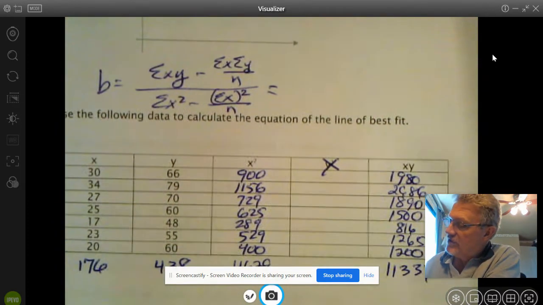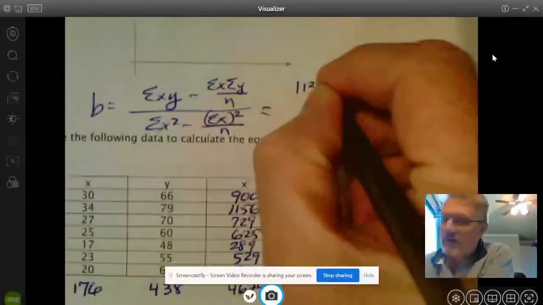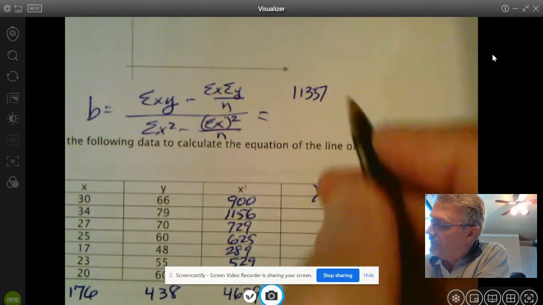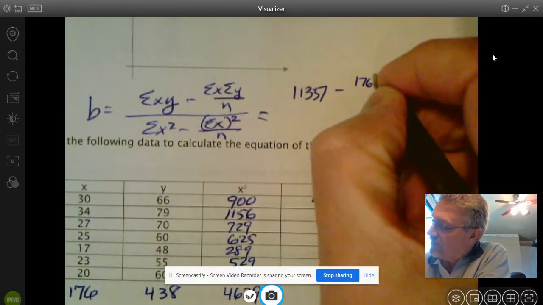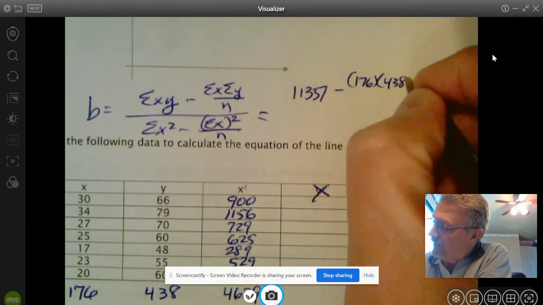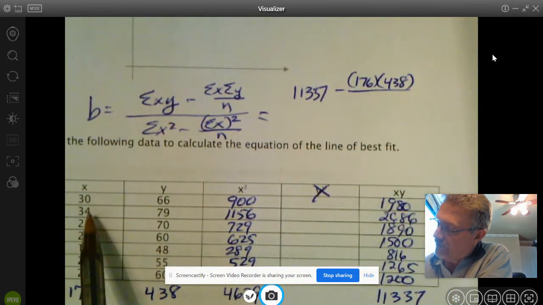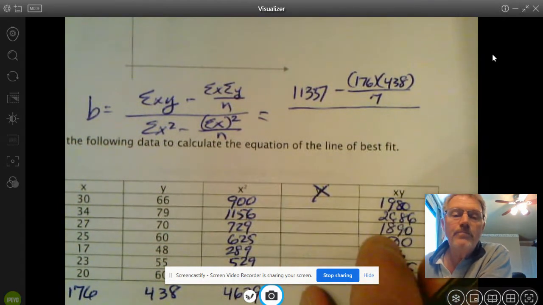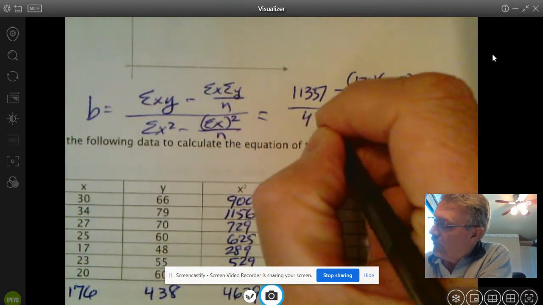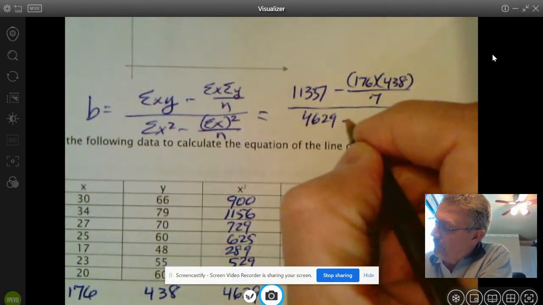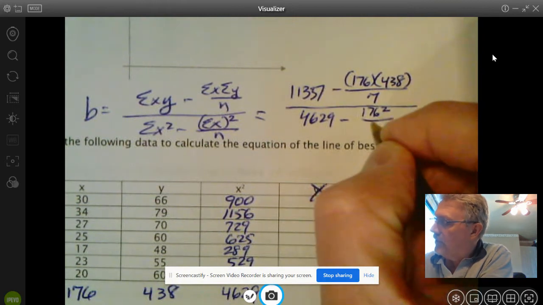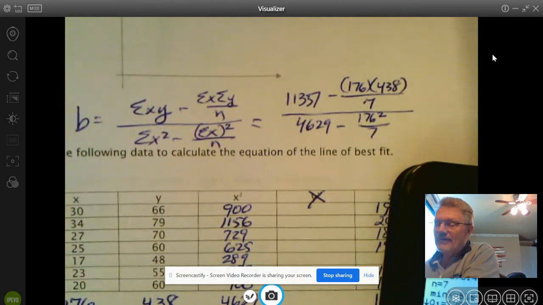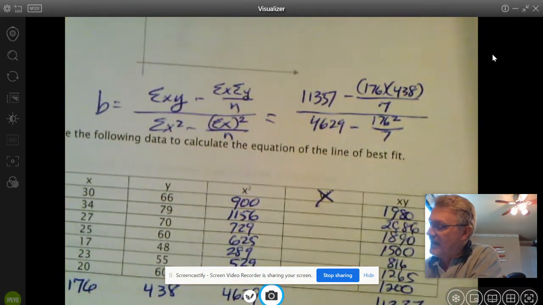All right, so B is the sum of xy, 11337, minus 176 times 438 over n. 1, 2, 3, 4, 5, 6, 7. We got 7 pairs of numbers, which makes n 7. All right, the sum of x squared, 4629 minus 176 squared over 7. Now this information does not come from the calculator or from the one variable stats.